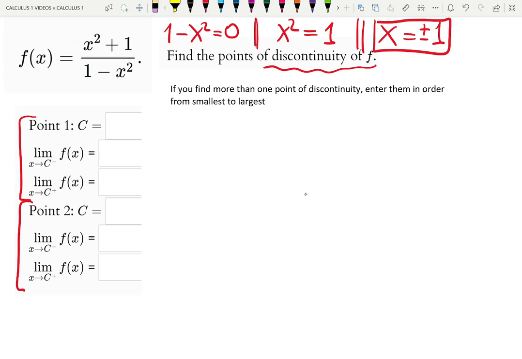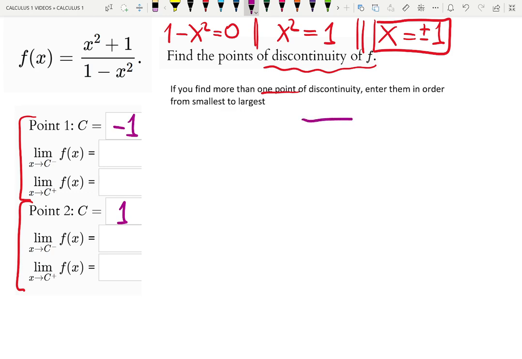So I also was told that if I have more than 1 point, I need to sort them from smallest to largest. That is not usually necessary, but the program wants to grade those types of answers correctly. So let me sort them as -1 goes first and 1 goes second. We are asked to figure out what is happening on the left of -1 and on the right of -1.